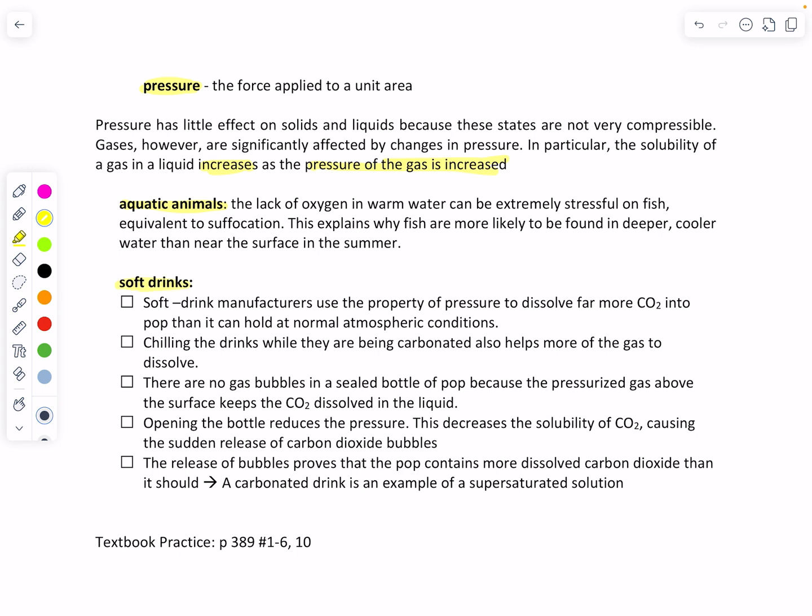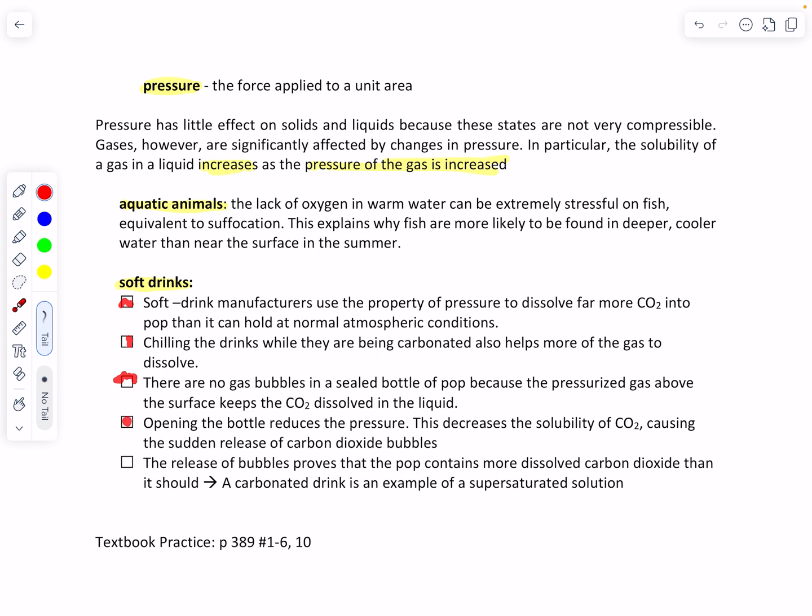Soft drink manufacturers use the property of pressure to dissolve far more CO2 in pop than it can hold at normal atmospheric conditions. Chilling the drinks while they are being carbonated also helps more of the gas dissolve. There are no gas bubbles in a sealed bottle of pop because the pressurized gas above the surface keeps the CO2 dissolved in the liquid.